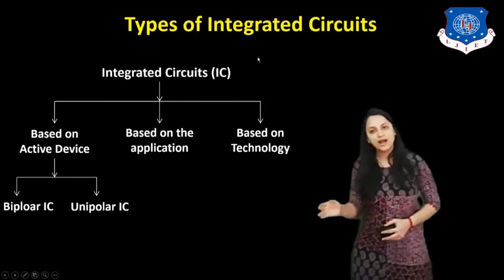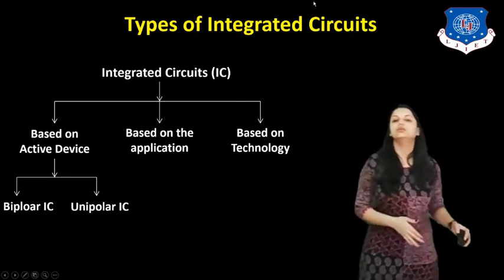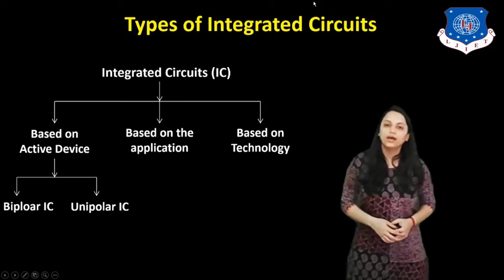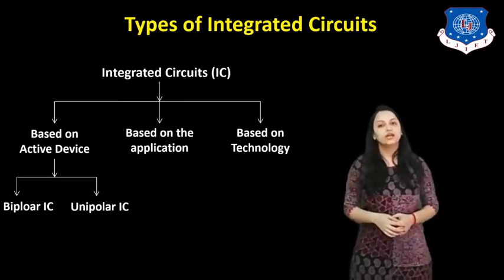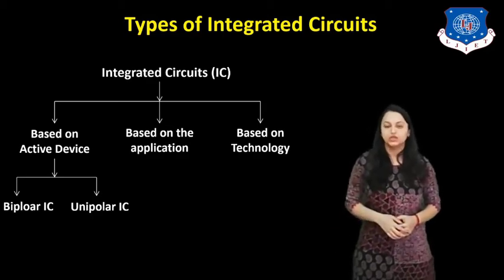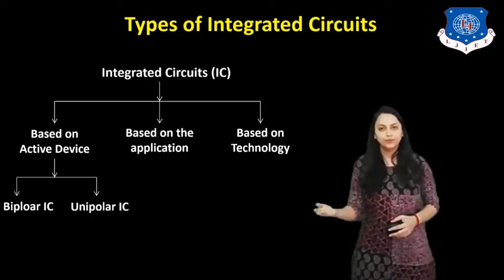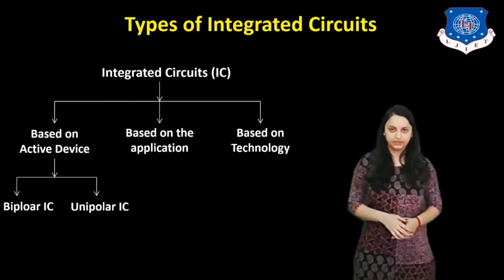First one is bipolar IC and the second one is unipolar IC. As the name suggests, bipolar will have two polarities and unipolar IC will have a single polarity. So based on the active devices, bipolar and unipolar ICs are obtained.